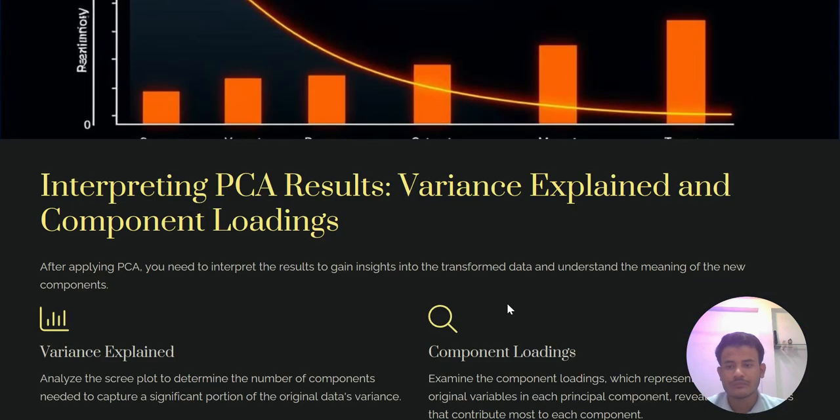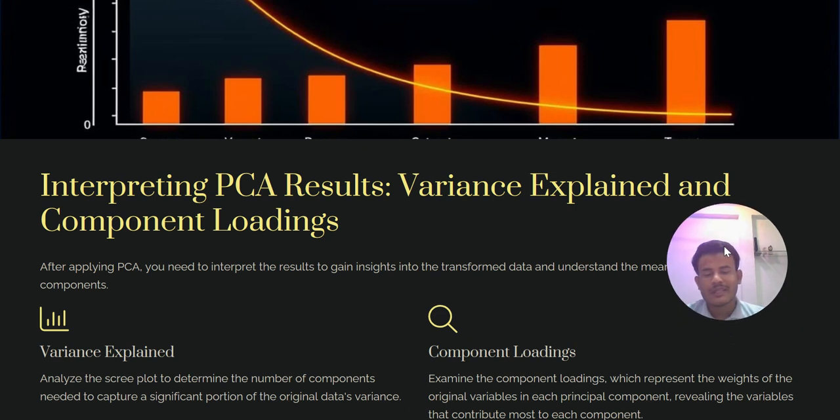Let's move to the next topic. Interpreting PCA results: variance explained and component loadings. After applying PCA, you need to interpret the results to gain insight into the transformed data and understand the meaning of the new components. First is variance explained. Analyze the scree plot to determine the number of components needed to capture a significant portion of the original data variance. Second one is component loadings. Examine the component loadings, which represent the weights of the original variables in each principal component, revealing the variables that contribute most to each component.